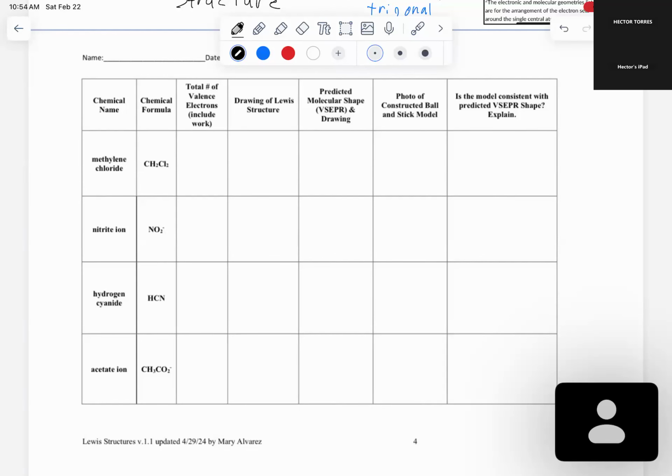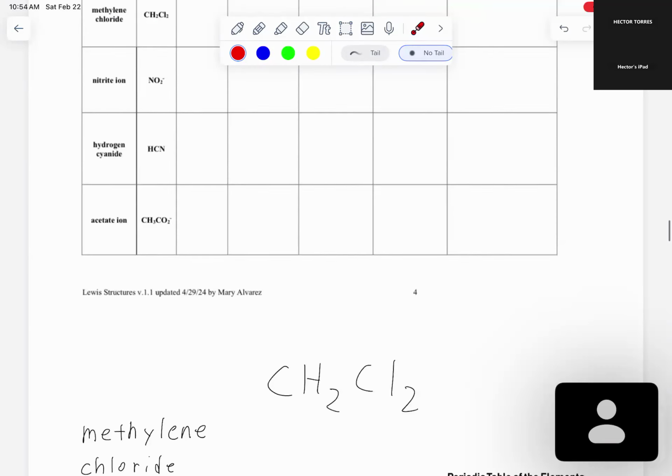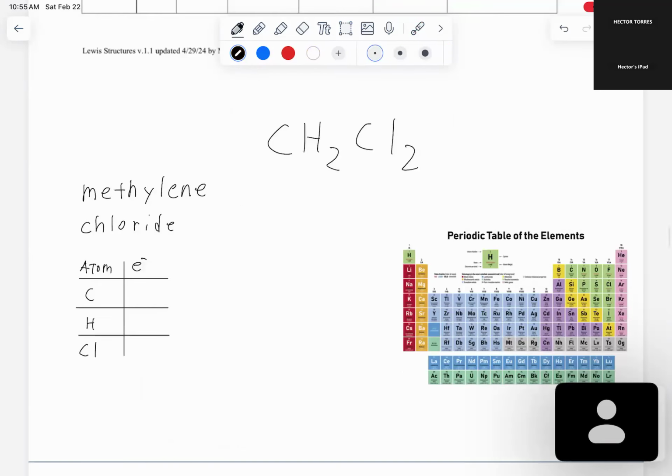Okay, good morning, students. So today we are going to continue the Lewis structure lab. The next one that we're going to go over is methylene chloride. The chemical formula is going to be CH2Cl2. So let's get started on step one in the procedure.